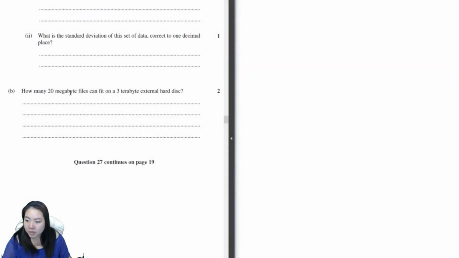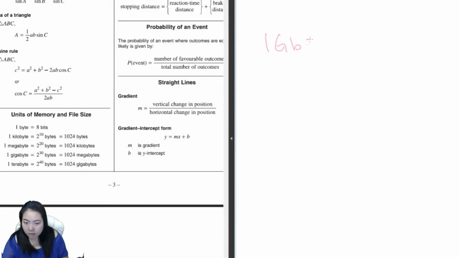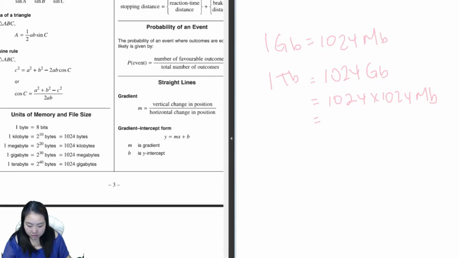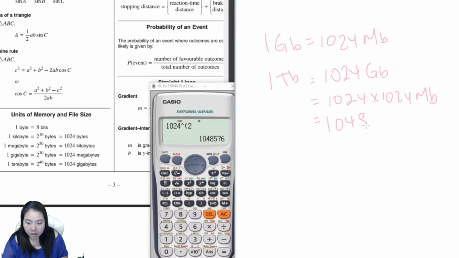Excellent. B. How many 20 megabyte files can fit on a 3 terabyte external hard disk? 2 marks. 1 gigabyte is 1024 megabytes, and 1 terabyte is 1024 gigabytes, which is 1024 times 1024 megabytes, and that gives us 1,048,576 megabytes. So there are that many megabytes in 1 terabyte.